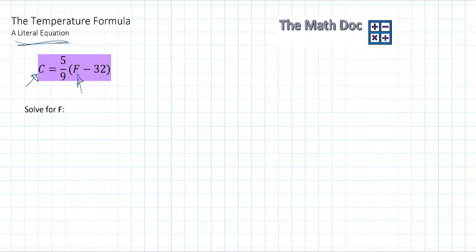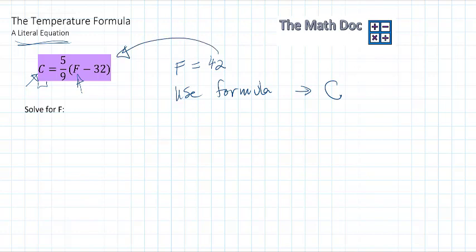In this case, the equation shows us that C, Celsius, equals 5/9 of, in parentheses, F, the measurement in Fahrenheit, minus 32. What this means is that if we get a measurement of the temperature in Fahrenheit, say F equals 42, we can use this formula to find what the temperature is in Celsius. What we do is we insert 42 within this equation for F, and we get the value for C.